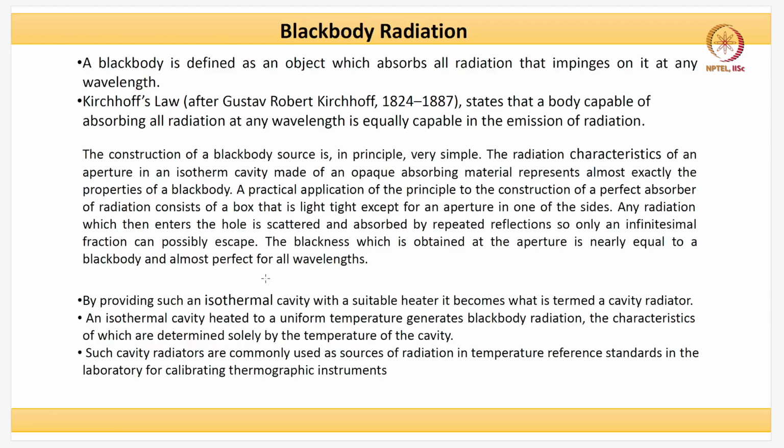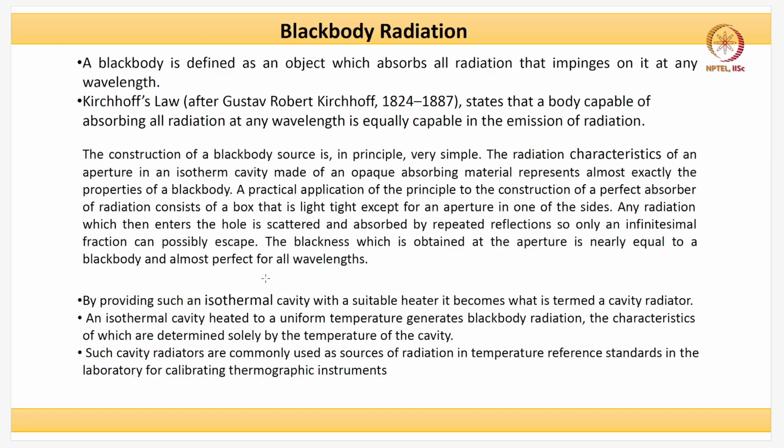So the construction of a blackbody source is also very simple. How do you construct it? The radiation characteristics of an aperture in an isothermal cavity made up of opaque absorbing materials represent almost the perfect properties of a blackbody. The practical application is the construction of a box that is light tight, except that you have a small aperture in one of the sides.